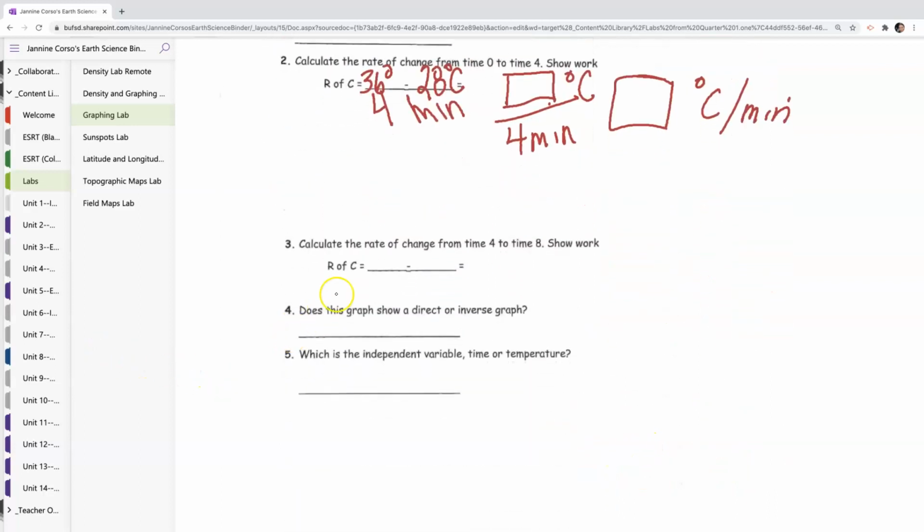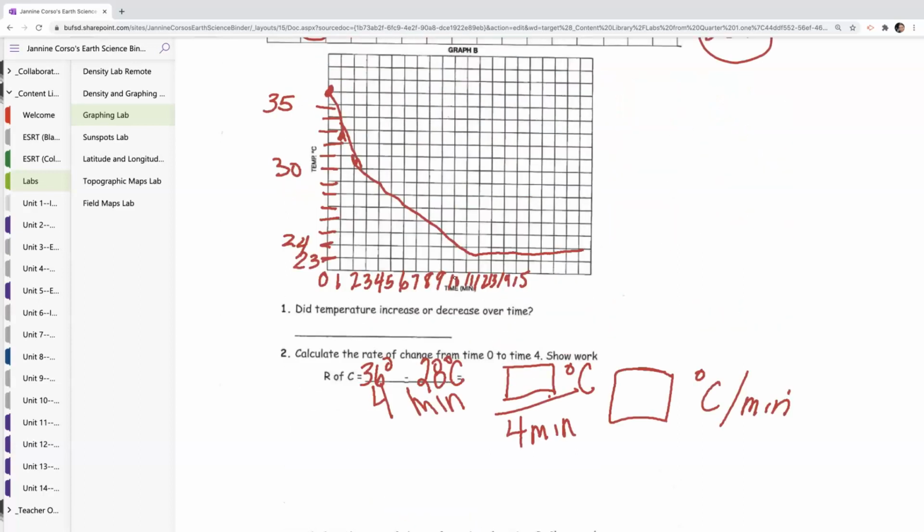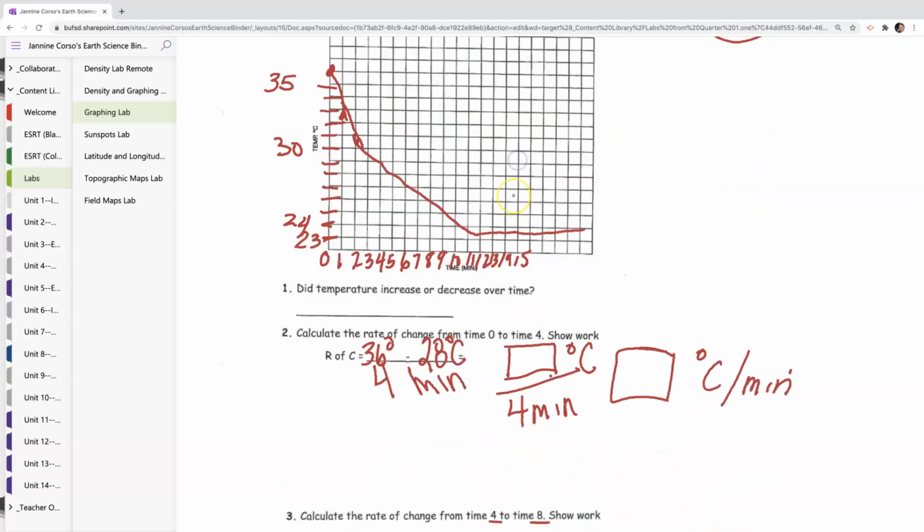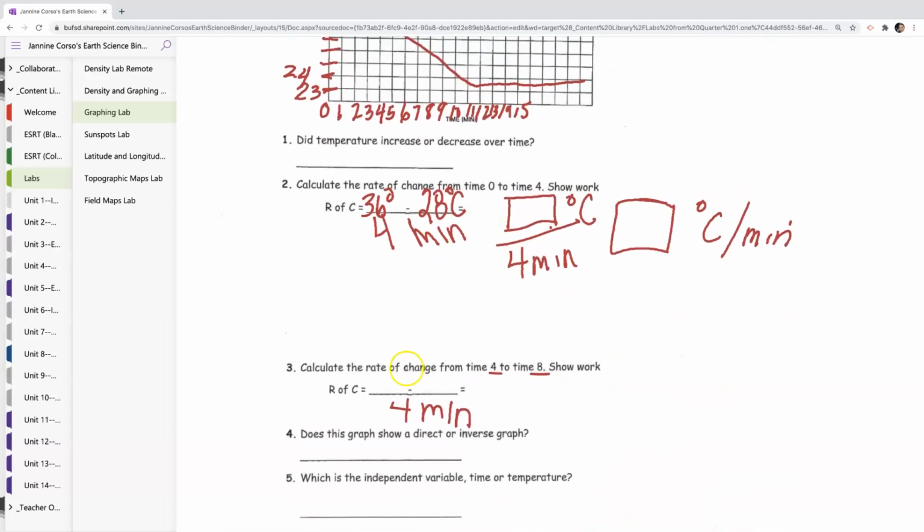Okay, last 3 questions. Number 3, calculate the rate of change for the 4th to the 8th minute. From 4 minutes to 8 minutes is a total of 4 minutes. So again, down here, you're going to jot in 4 minutes, right? 4 minutes. You can go right back to the top. And at the 4th minute, you were at 28 degrees. By the 8th minute, you were at 24.5 degrees. So again, you're going to write those in.